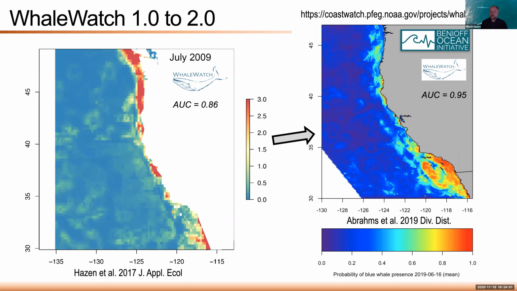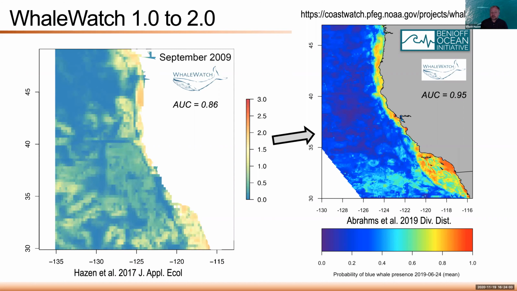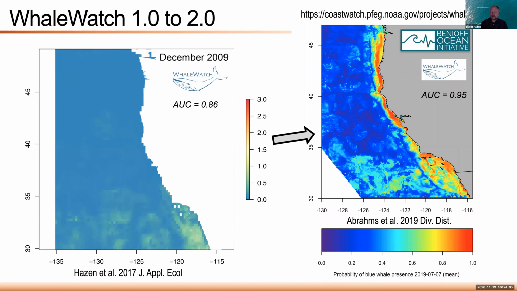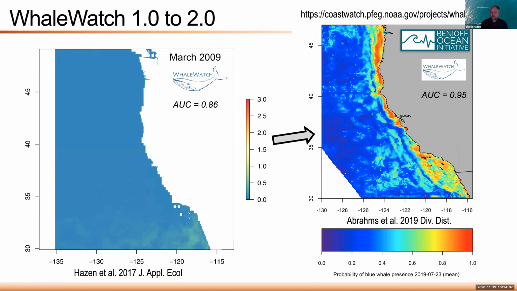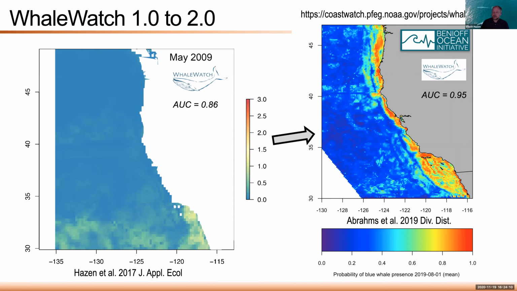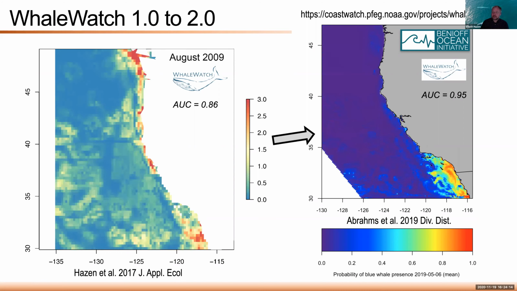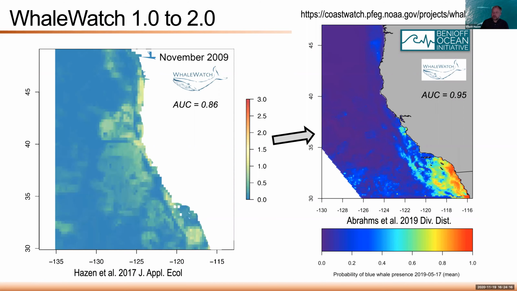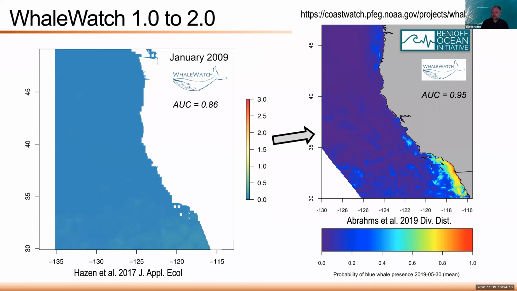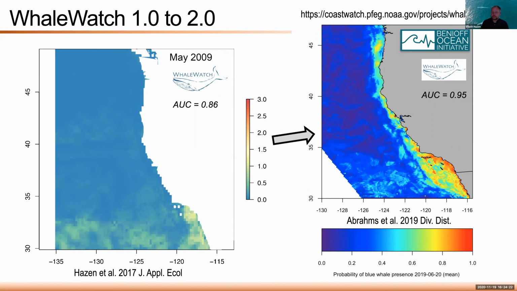The other thing you'll notice is the AUC value shown here. A perfect model in terms of predicting presences and absences would have an AUC value of 1. So we did a pretty good job in our original whale watch model, getting a value of 0.86, but Briana's model of 0.95 definitely outperformed it and is doing a much better job predicting where the whales are in real time.